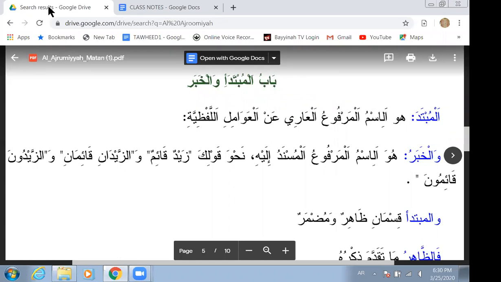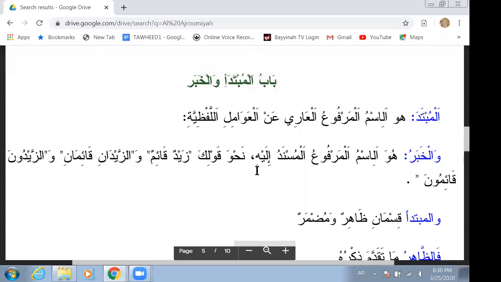والخبر هو الاسم المرفوع مسند إليه, and the khabar, it is the ism in the rafa status. Musnadu ilayhi, it is related to it, it is referred to it. This he in ilayhi, it goes back to the mubtada. So it is connected to the mubtada. It is referred to the mubtada. That's what they are saying.